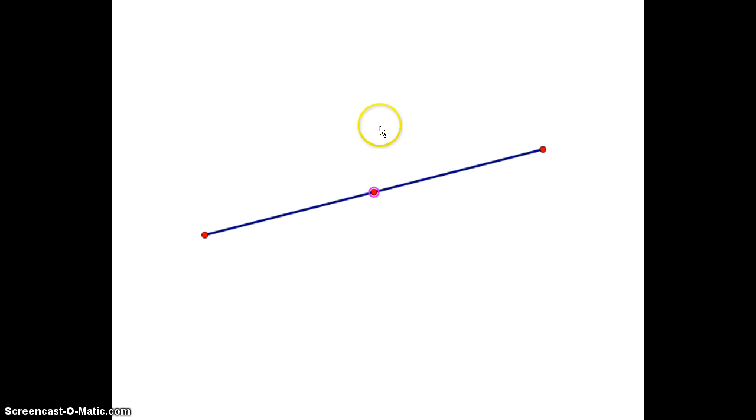A line can also bisect a segment. For example, here, we can see this line is breaking this segment up into two congruent parts. Here are the tick marks that show that.